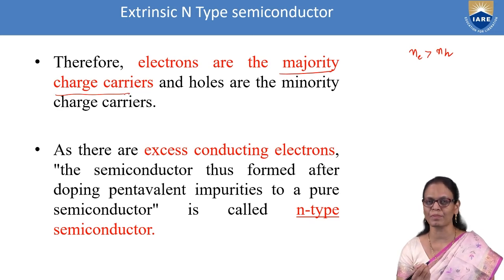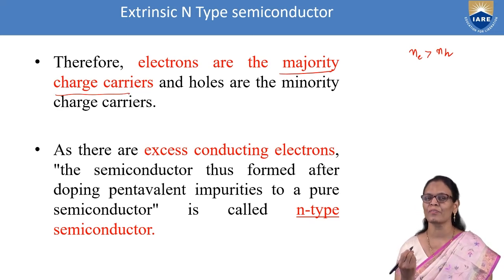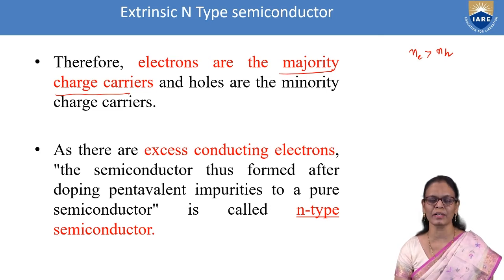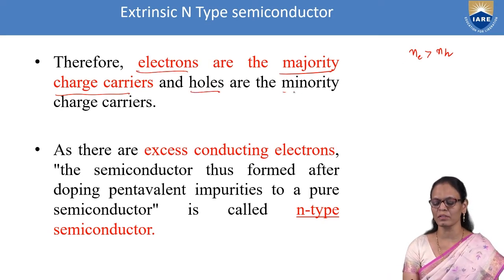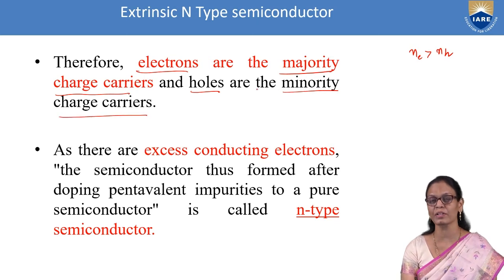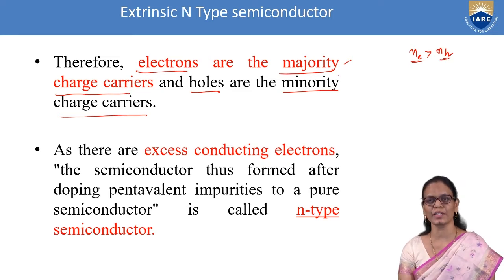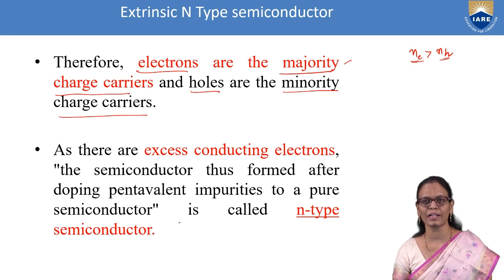So there is a new concept. If you are talking about a conductor, we say it is conducted only due to electrons. But when we come to semiconductors, there are two types of charge carriers. One is the majority charge carriers, that is the electrons in N-type, and holes are the minority charge carriers. So we are introducing this concept of majority carriers and minority carriers. Why majority? Because they are more in number when compared to the holes. Electrons are more in number, so electrons are the majority carriers and holes are the minority carriers.